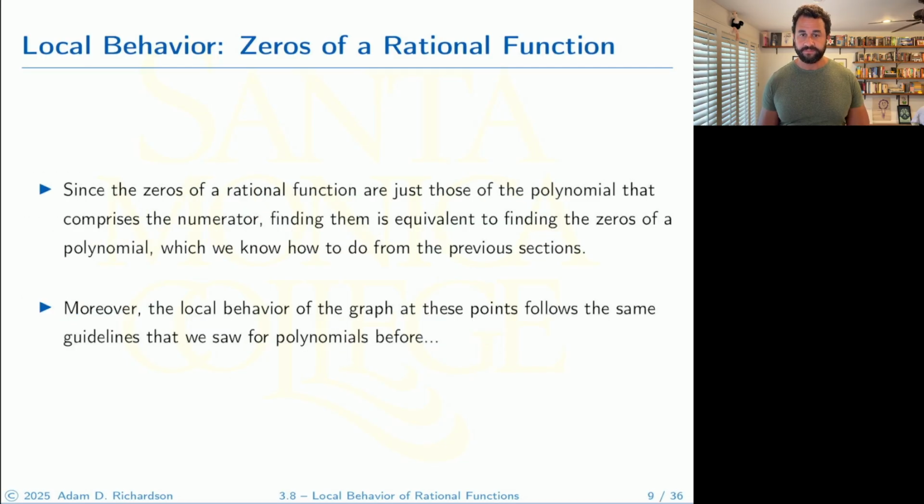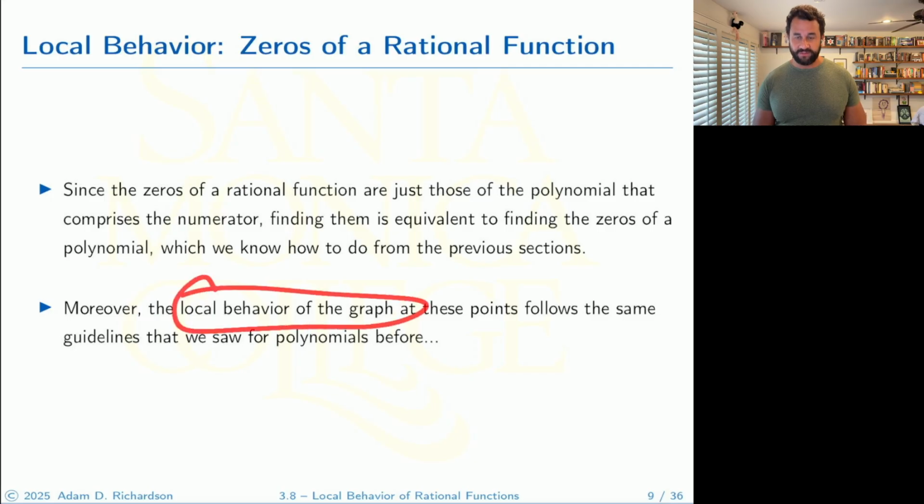Looking at the numerator. Okay, so since the zeros of a rational function are just those of the polynomial that comprises the numerator, finding the zeros of a rational function is equivalent to finding the zeros of a polynomial, which we now know how to do very well from the previous sections. All that buildup about polynomials, right? Finding the zeros, factoring, the division algorithm, all that stuff. We can leverage all of that to find the zeros of a rational function. We just focus on the numerator and then find the zeros of the numerator. That's it.